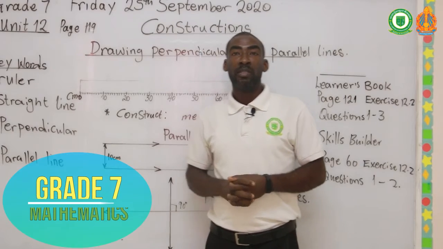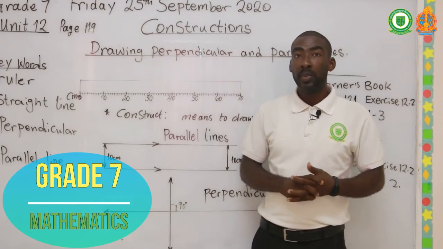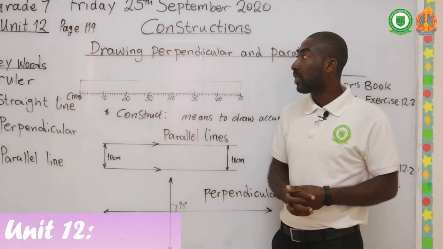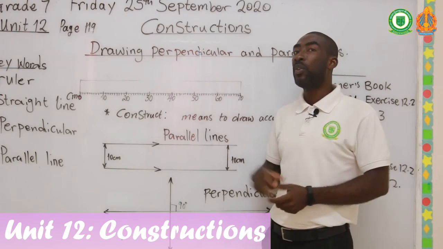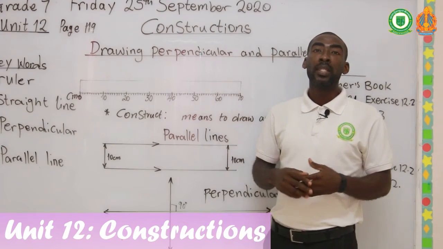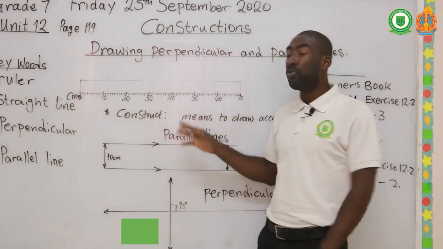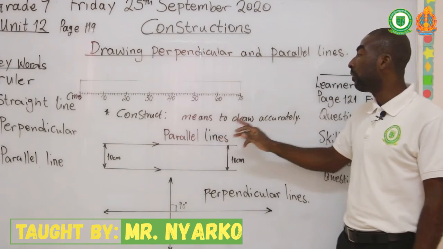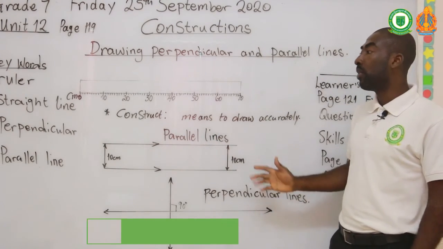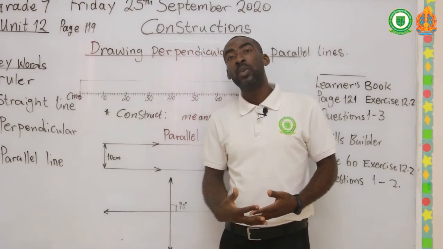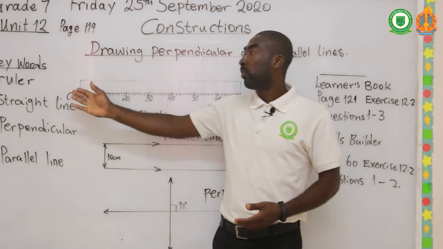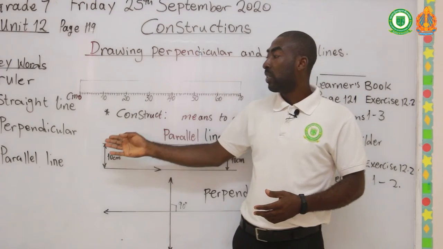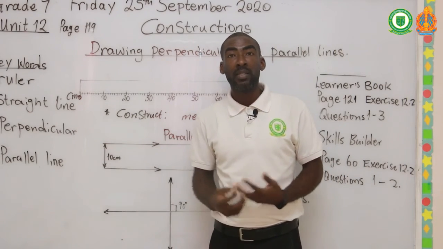Hello students, welcome to our final video. Our final video is a recap of what we have studied in the first and the second section. Our topic has been on constructions, and the meaning of construct means to draw accurately, okay? So don't forget that construct means to draw accurately. The keywords that we looked at today: ruler, that of a straight line, a perpendicular line, and that of a parallel line.